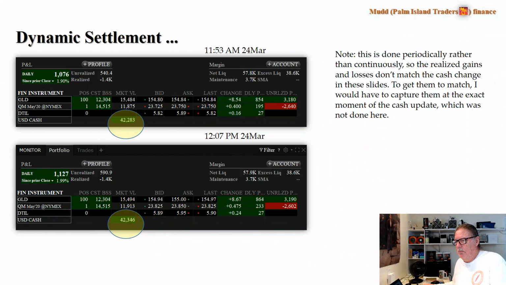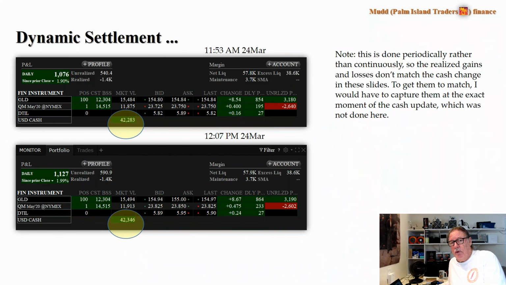Then you go back about 10 minutes or so later, and you see the account balance has changed even though no transactions have taken place. Now again, the updating of the cash value is not continuous, it's discrete. It's done periodically rather than continuously. So the realized gains and losses don't match the cash change in these slides. To get them to match, I would have to capture them at the exact moment of the cash update, which was not done here. That's too much work. So you do actually have a sort of dynamic settlement throughout the day.